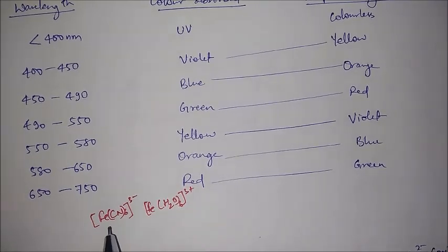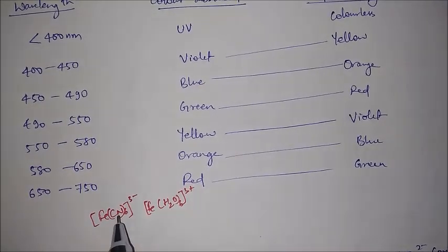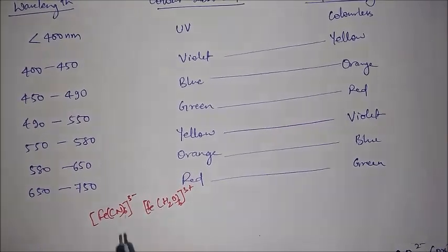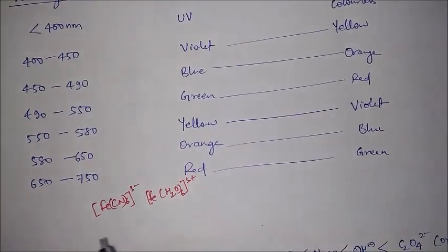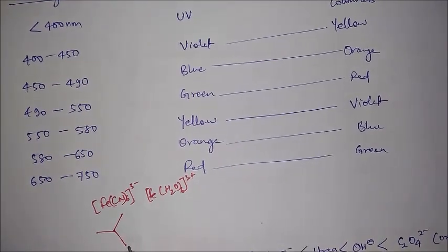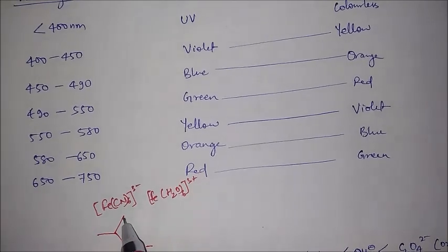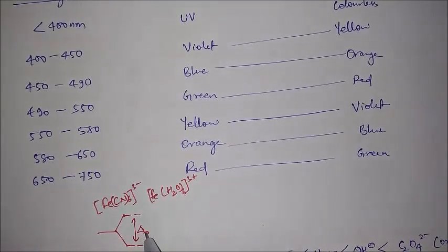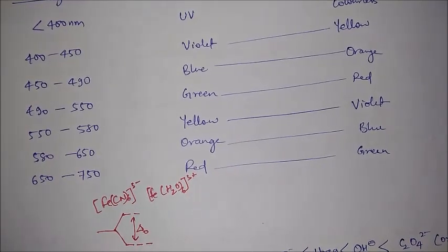Now you can see that cyanide is a strong field ligand. It's a very strong ligand as compared to H2O. Now what will happen in [Fe(CN)6]? The splitting over here will be more, because the stronger the ligand is, the more the splitting is. So the splitting gap over here, let's name it as delta O. Okay, so the delta O value will be over here.